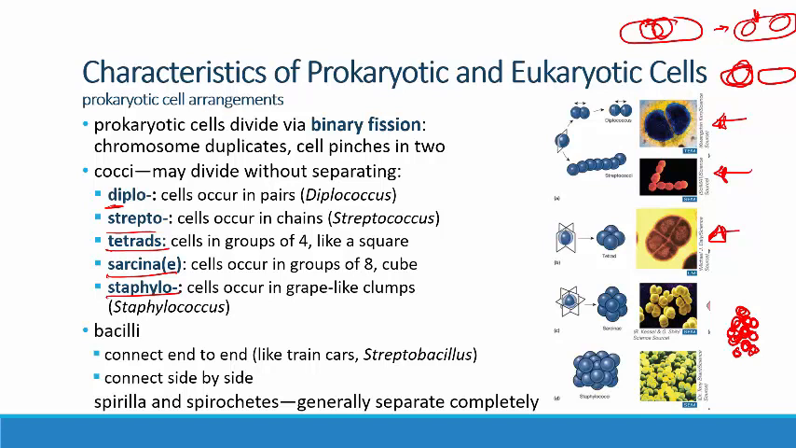The bacilli, as they undergo binary fission, if they remain attached, can form these long chains. They look like train cars back to back to back, and those are the streptobacilli. And they can also connect side to side. And I don't know that there's a particular name for that one. I couldn't find anything about that. Among the spirilla and the spirochetes, they tend to separate completely. So we don't see this kind of hanging together that happens with them.